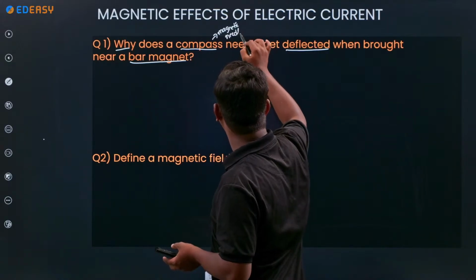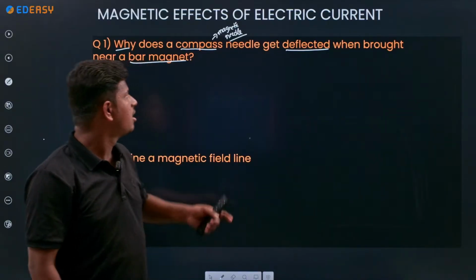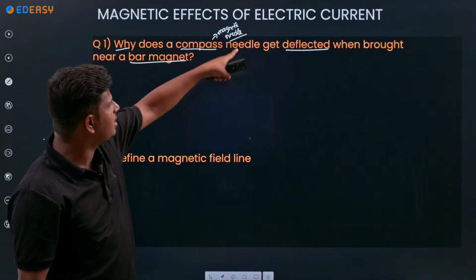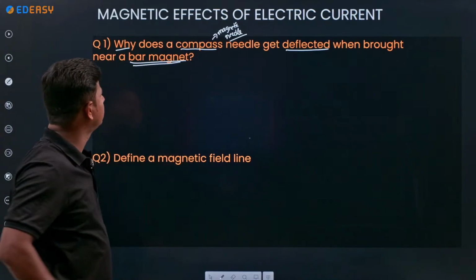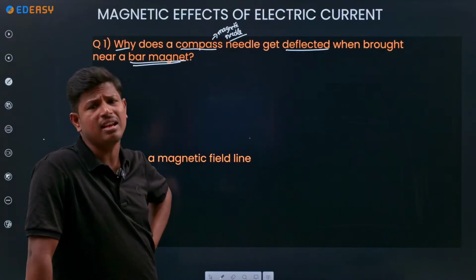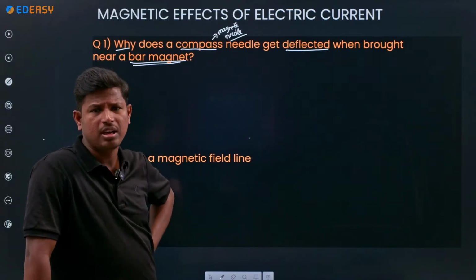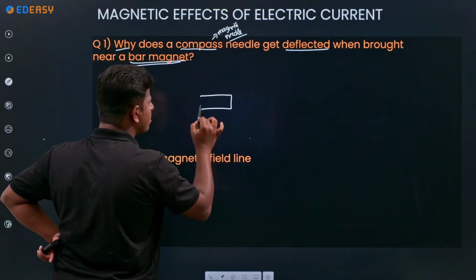A magnetic needle is present. This magnetic needle is deflected when it is near a bar magnet. Compass needle means magnetic needle only. I am taking a bar magnet first of all, as per the question.